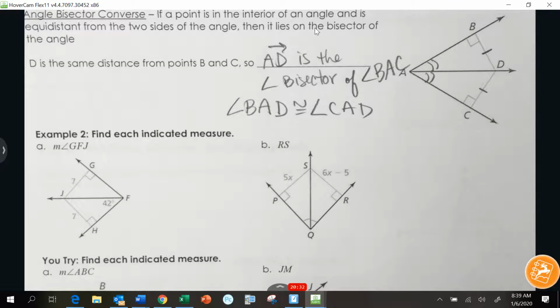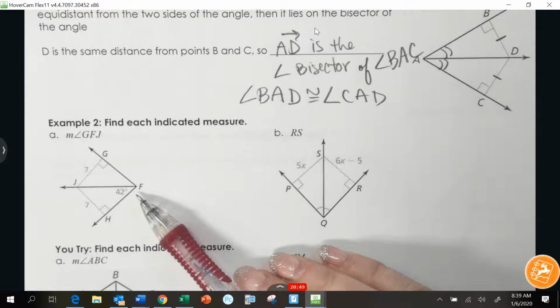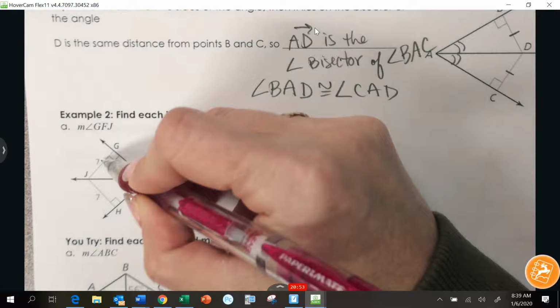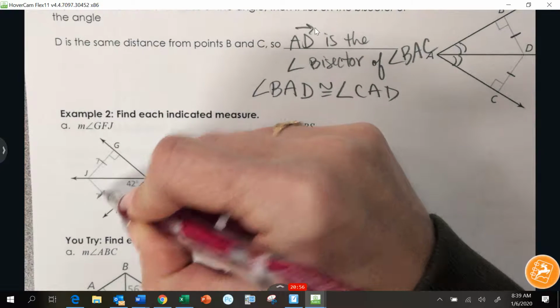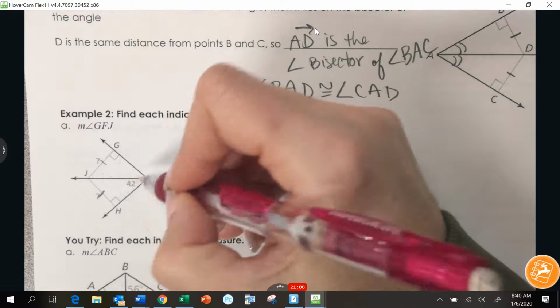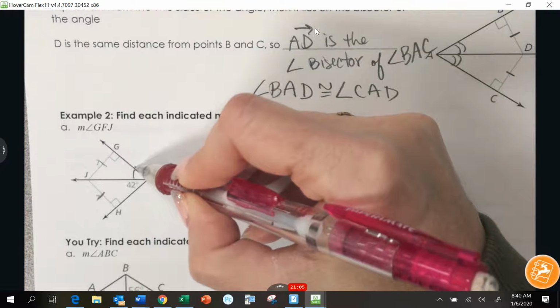If these two are congruent, then these two angles are going to be congruent. Almost finished for today. We're doing okay? All right, so in this picture, we've got measure of angle GFJ. I need to find this one right here. What do we know? Well, we know that these two sides are congruent and they're perpendicular, which tells me FJ has to be the angle bisector. So what is this angle in here?